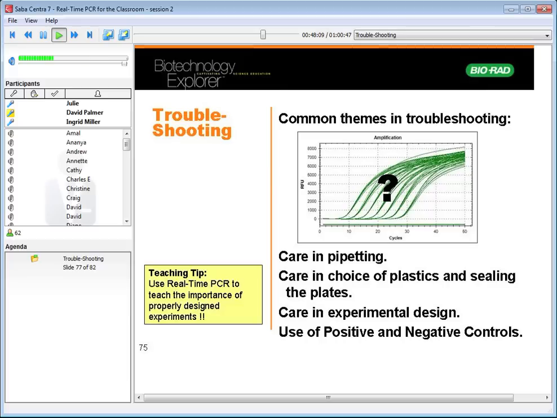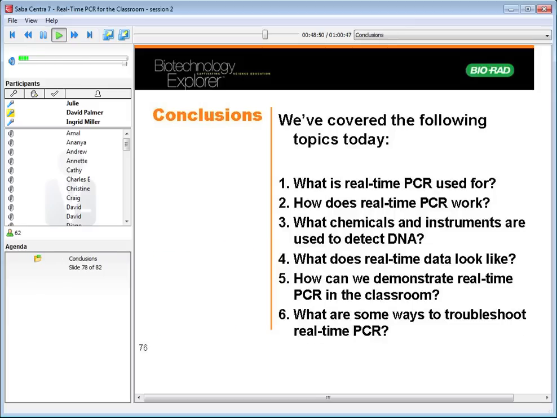So common themes that crop up here: care in pipetting, be careful in choosing the plastics and sealing the plates. Care needs to be taken in experimental design, and proper use of positive and negative controls. So this kind of goes into another teaching tip. You can use real-time PCR to teach the importance of properly designed experiments. It's a great learning experience to go through looking at real-time PCR data and not knowing what's going on with it because there weren't positive and negative controls. It really kind of reinforces that you need to have things like that in there. And for any of these troubleshooting things, our technical support group can help you. So you're definitely not alone in resolving these issues.